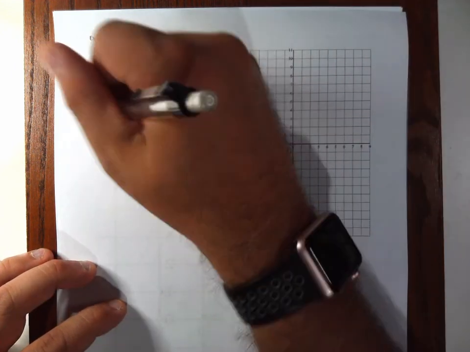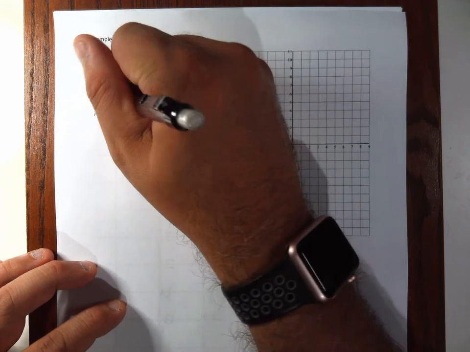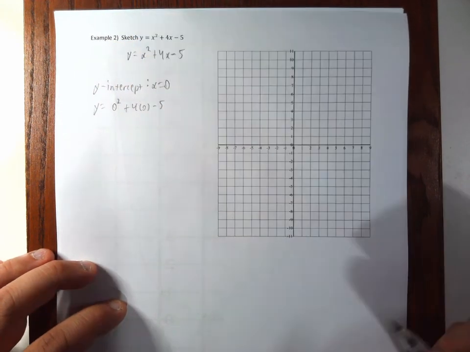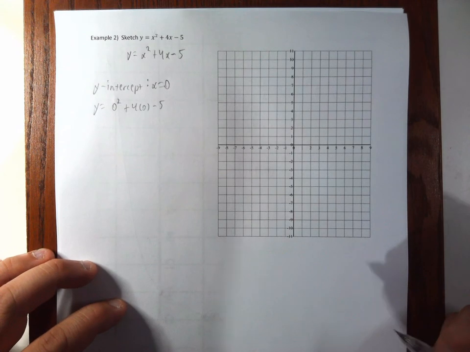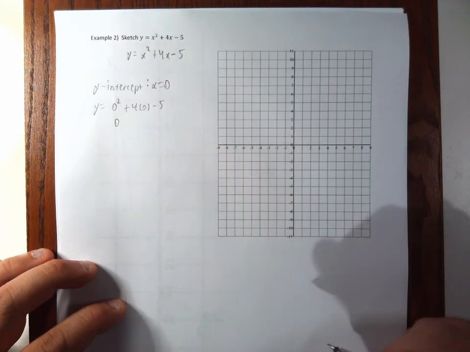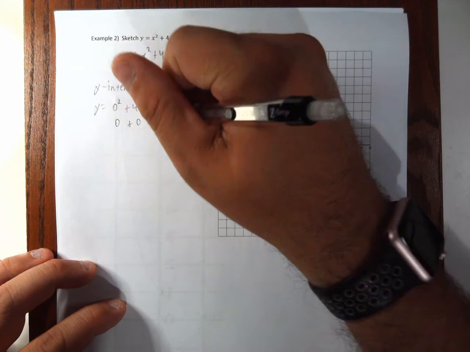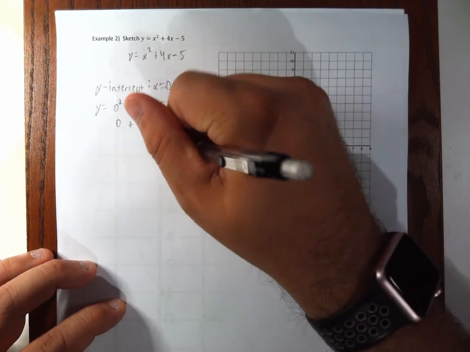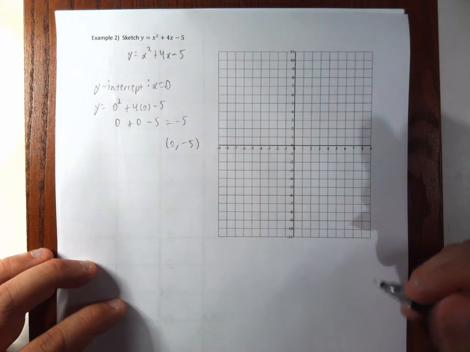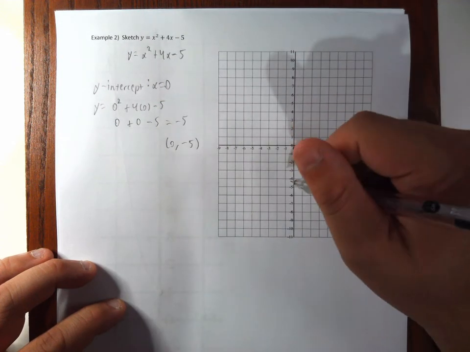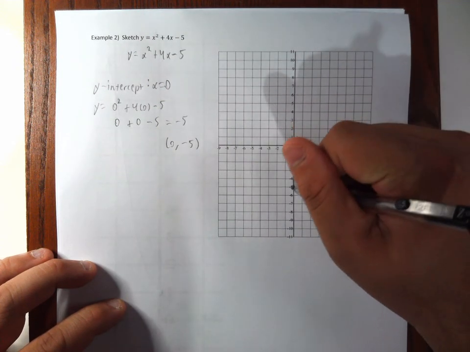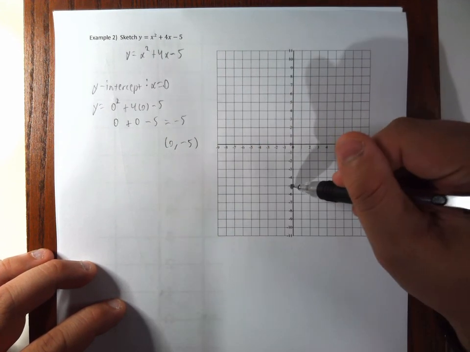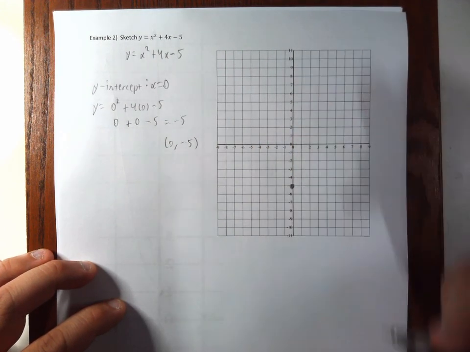So if x equals 0, y equals 0 squared plus 4 times 0 minus 5. 0 to any power is 0. 0 times anything is 0. 0 plus 0 minus 5 is -5. So we have 0, -5. I'll go ahead and plot it. Left, right, nothing. Up, down, -5. So down 5 to -5.